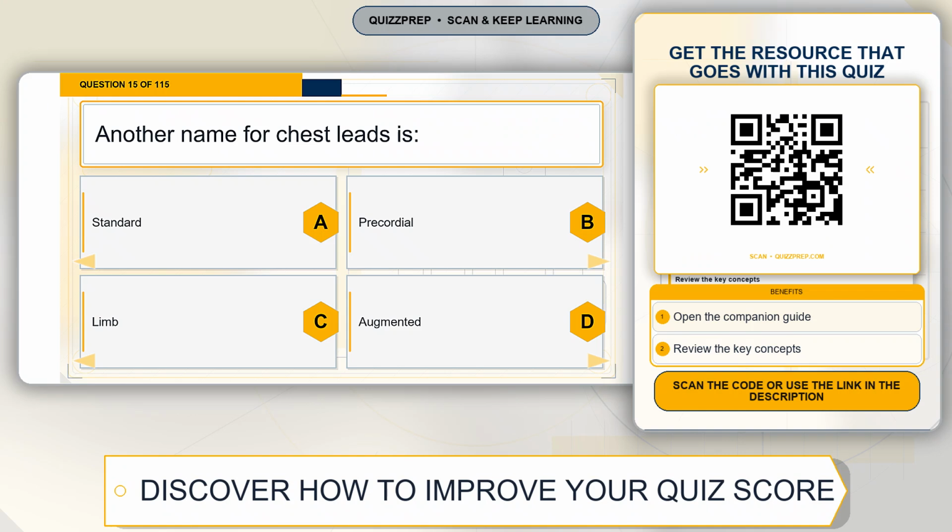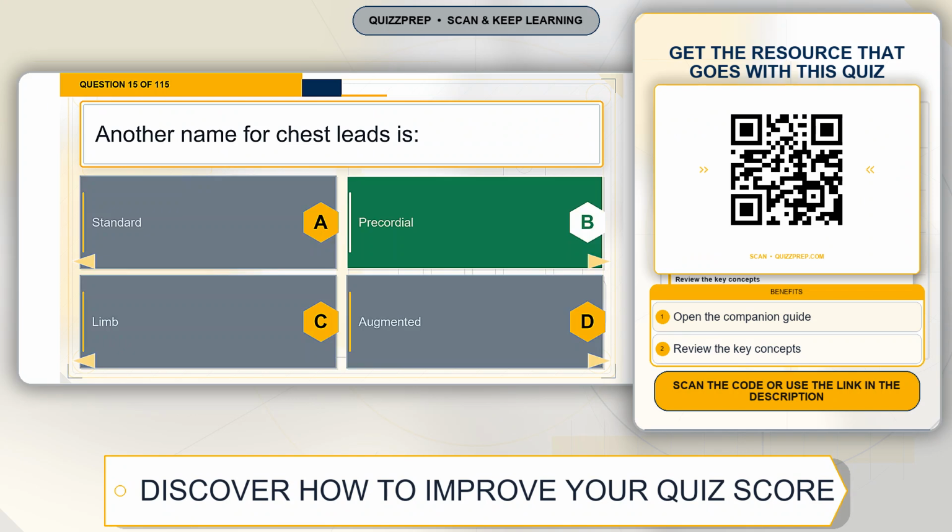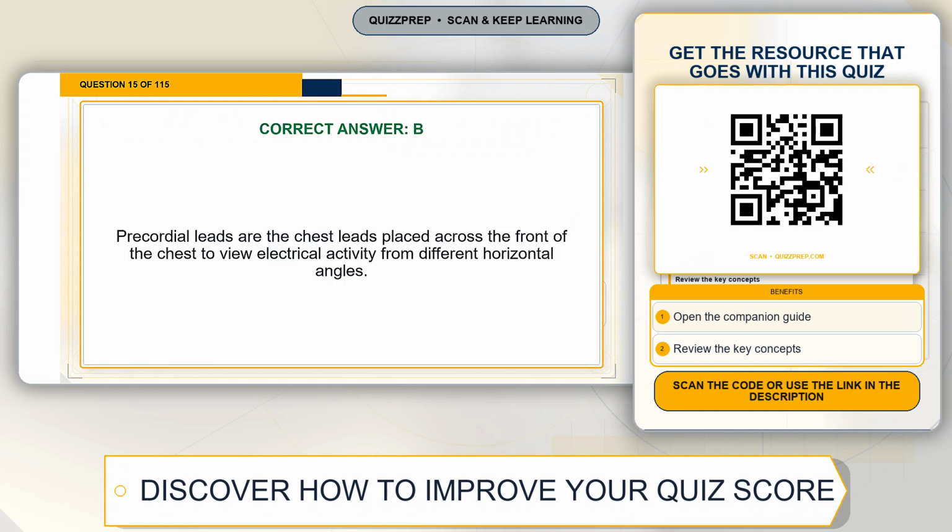Another name for chest leads is: Option A, standard. Option B, precordial. Option C, limb. Option D, augmented. The correct answer is option B, precordial. Explanation: precordial leads are the chest leads placed across the front of the chest to view electrical activity from different horizontal angles.